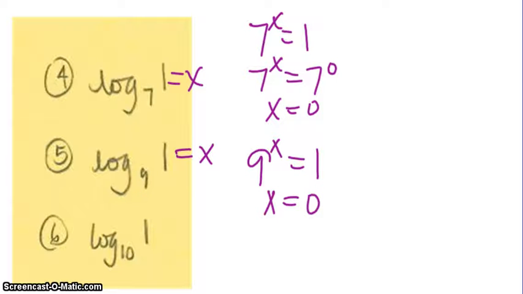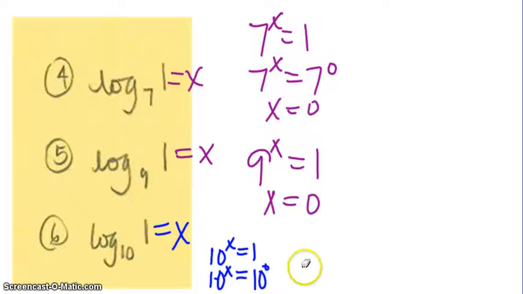One more down here. I'll set that equal to x. So 10 to the x equals 1. Well, that would have to be this. 10 to the x is equal to 10 to the 0. So x is equal to 0. So the log base 10 of 1 is 0.